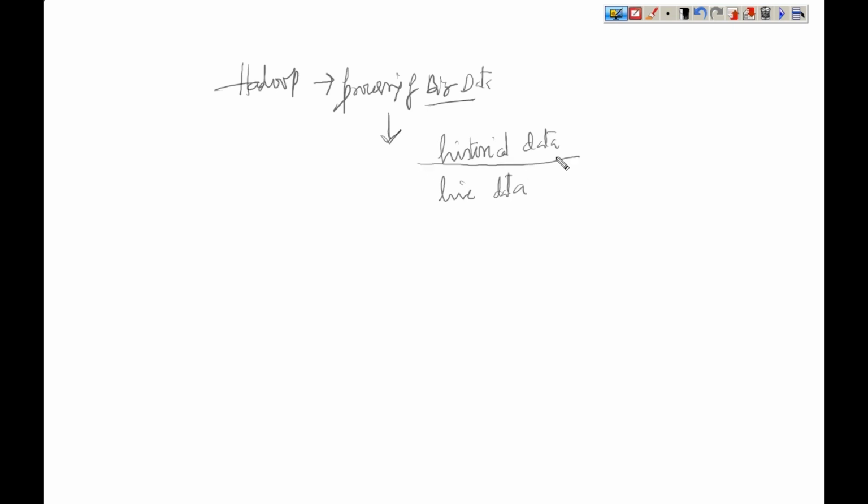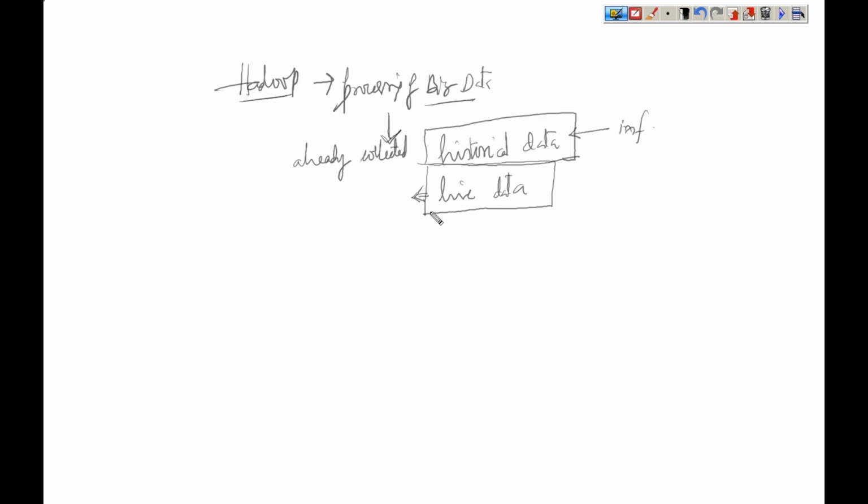Five or six years ago, they used to take historical data, process it, get some information out of it, and use this information for increasing their business. Historical in the sense that the data was already collected, already gathered, already accumulated data. That data they used to process in the Hadoop environment by using HDFS and MapReduce. But nowadays, they are not going only with historical data.